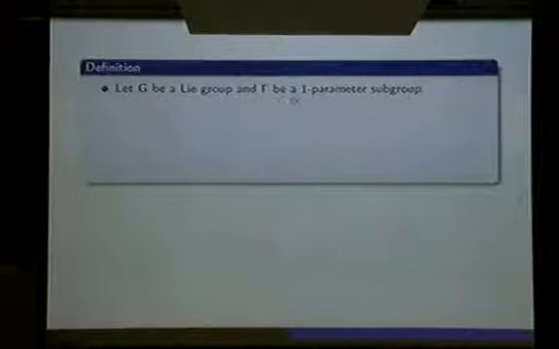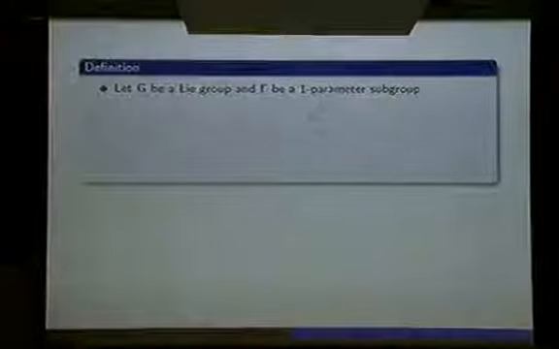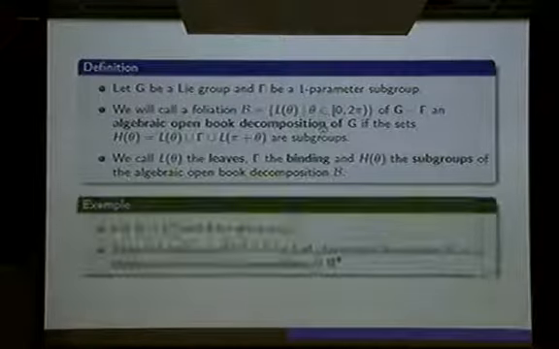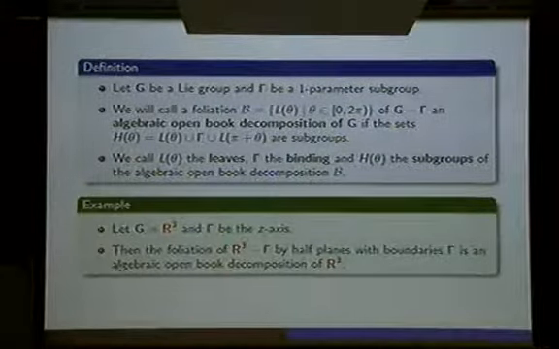Left invariant metrics. Okay, so I'm looking at a Lie group. I'm looking at a one-parameter subgroup. So one-parameter subgroup just means an R subgroup of the group. Okay, so we have R as a subgroup, like in R3. We can think of an axis in R3 as being a subgroup. Let me actually just come down to this example. It's probably easier to understand.